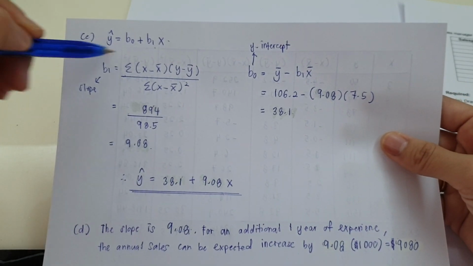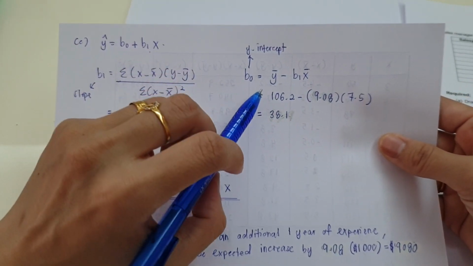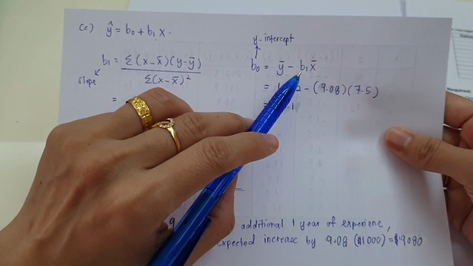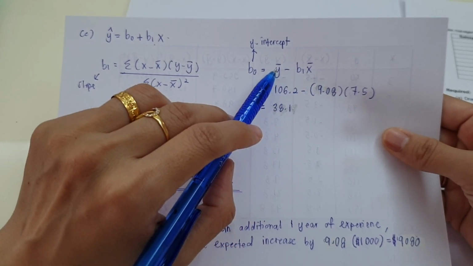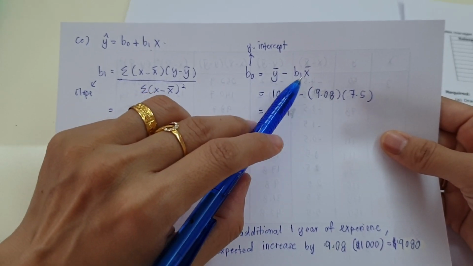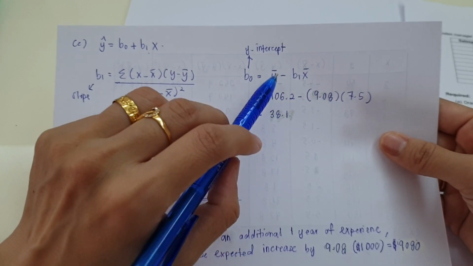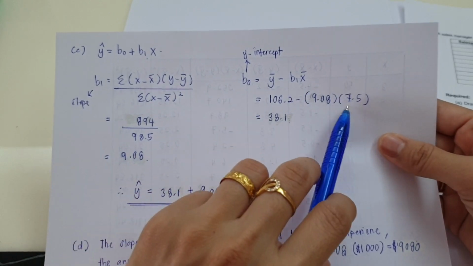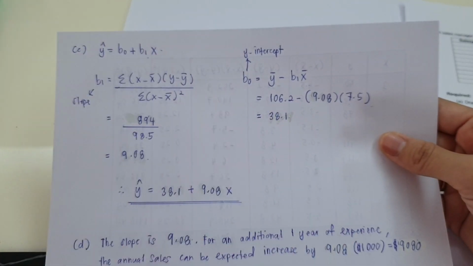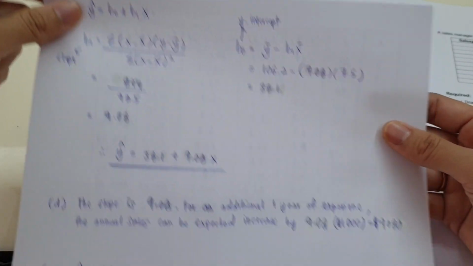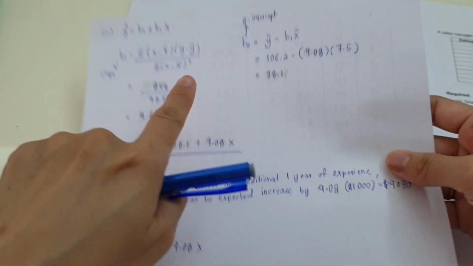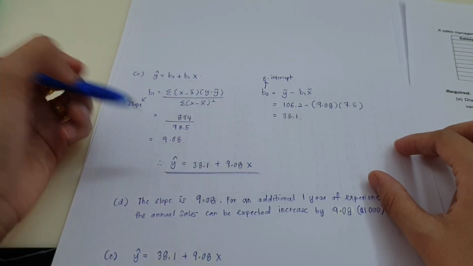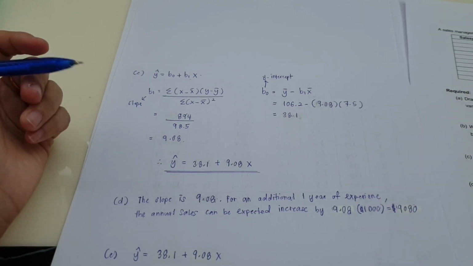After you get the value for the slope, you can do the b naught. B naught is the y-intercept: y bar minus b1 x bar. Y bar is 106.2 minus 9.08 from here times 7.5, and the answer would be 38.1. After you have these two values, b naught and b1, you just put the values into the equation. This will be your answer for question C.